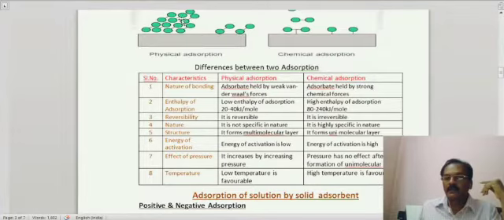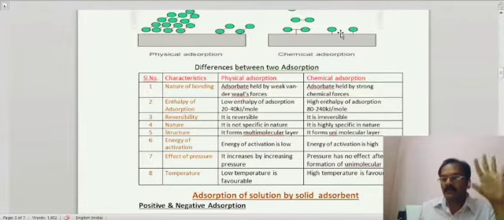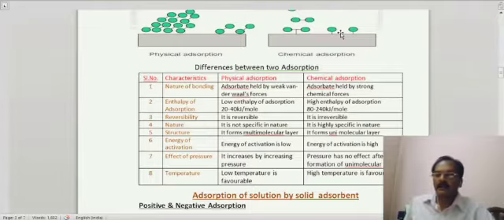In case of physical adsorption, the adsorbate molecule is held on the surface of the adsorbent with a weak van der Waals force of attraction, whereas in case of chemical adsorption, the adsorbate molecules are held on the surface of the adsorbent by a strong bond, that is a chemical bond. See, this is a chemical bond observed on the surface. So based on that, now let us go for the difference of physical and chemical adsorption.